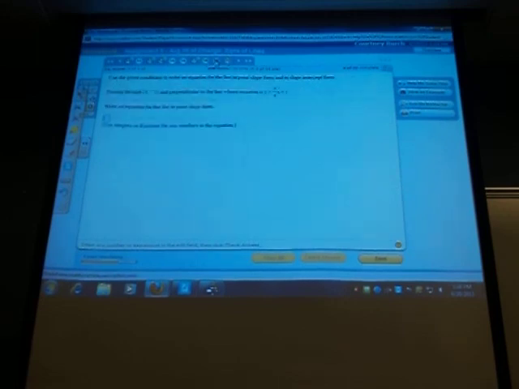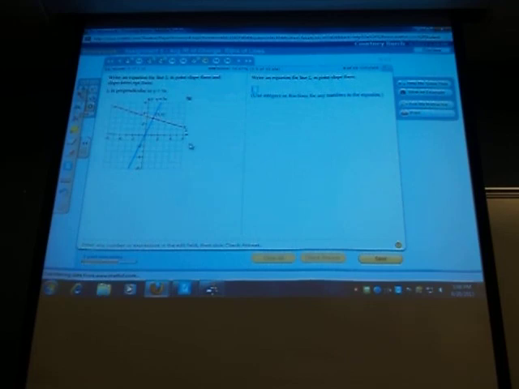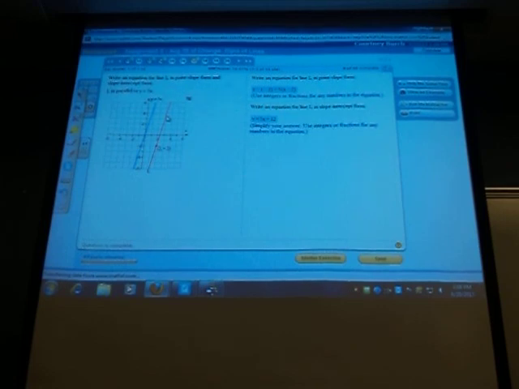If you want to try 18 or 20, those are both good. What did you get for your point slope form? Oh, I see what I did. I think.